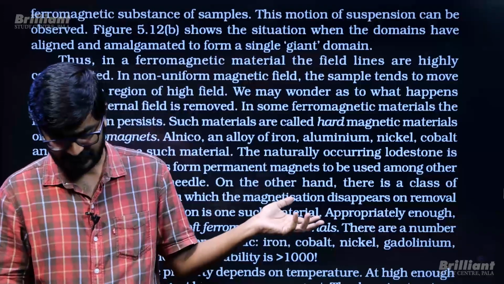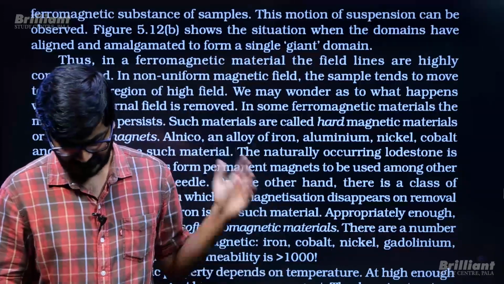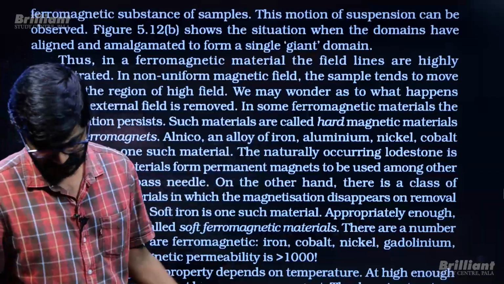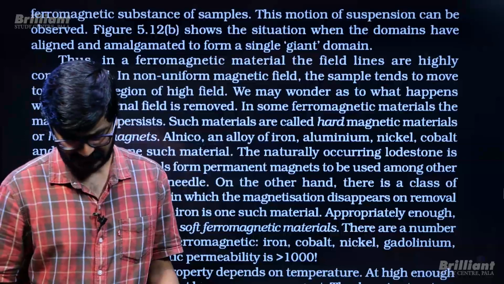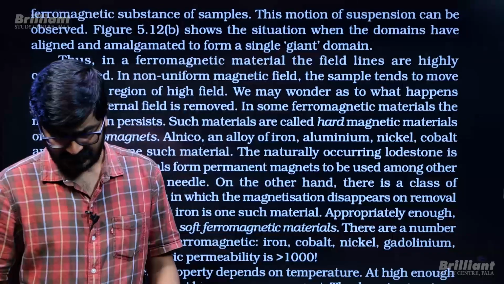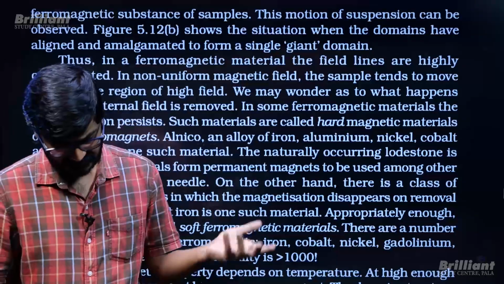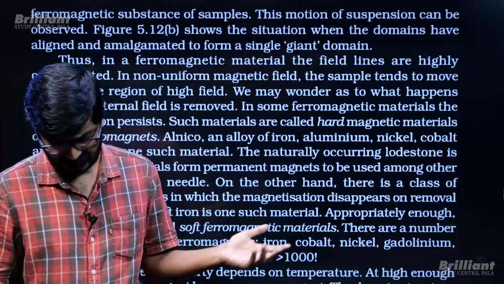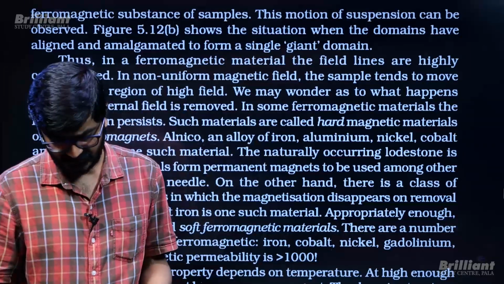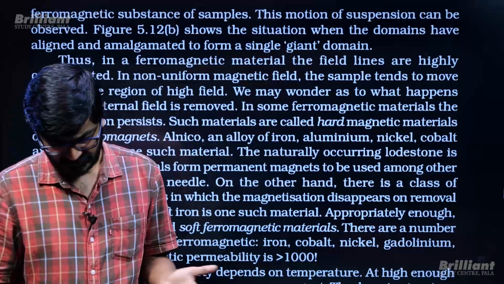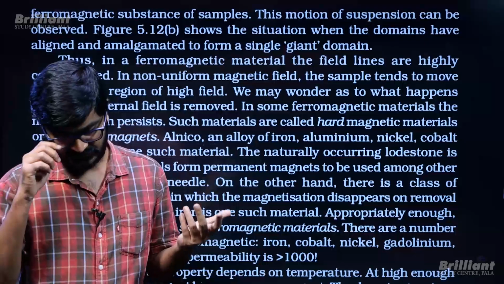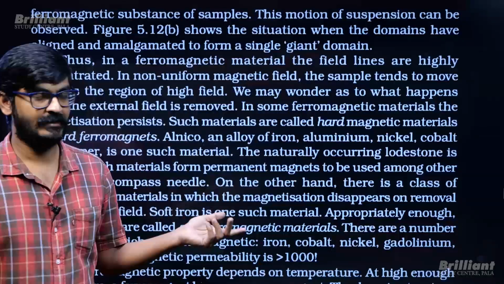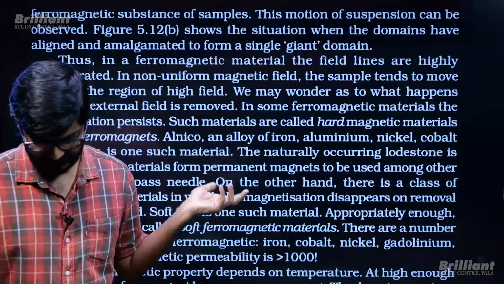There are examples. Probably you need to remember them for JEE Mains. The naturally occurring lodestone is another. Such materials form permanent magnets, to be used among other things as a compass needle. So they are going to retain their properties and behave like magnets, which is helpful to make compass needles and such.